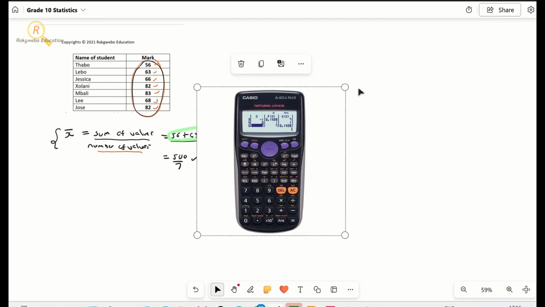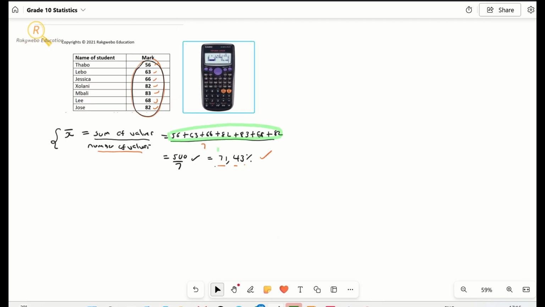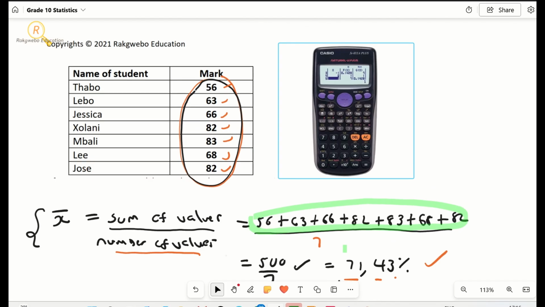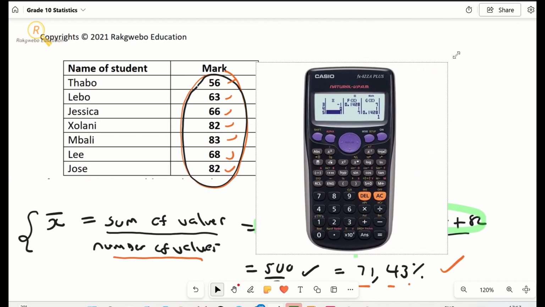Okay, here's my calculator. Let's take out our calculators, ne? So we're going to use our calculator to find the mean mark or the average mark. Okay, this is how we do it, ne?